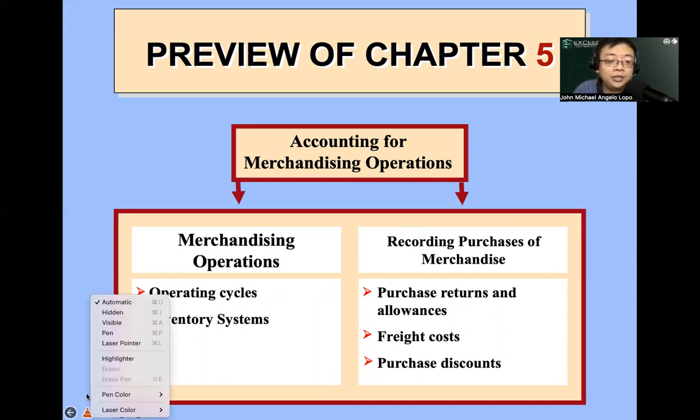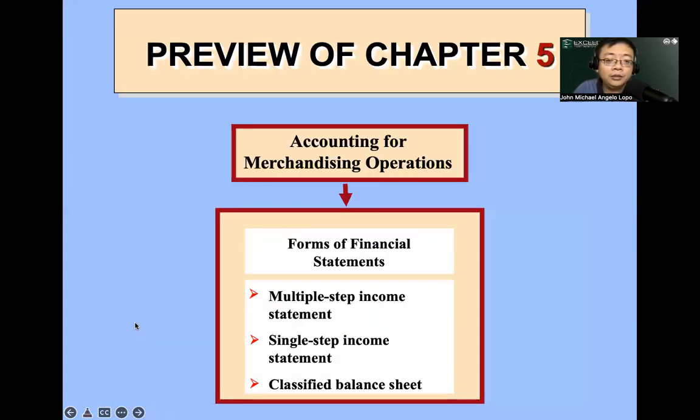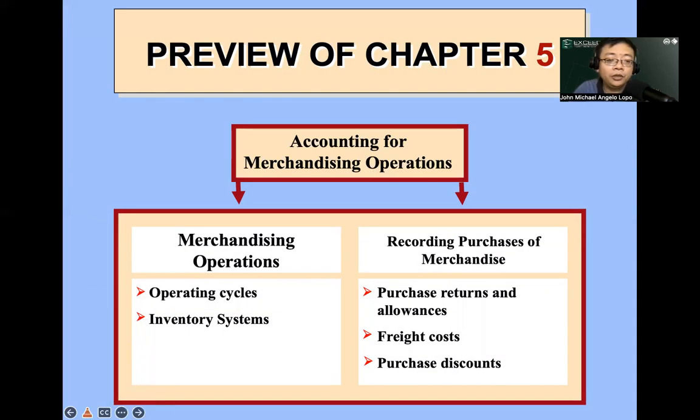Please take note of this one. In the merchandising, if you notice here, you have what you call the operating cycle and you have your inventory system while recording your purchases. May bagong terms tayo, class: the purchase returns and allowances, the freight cost, and the purchase discount. So there are new terms to be able for you to discuss the meaning of accounting for the merchandising operations.